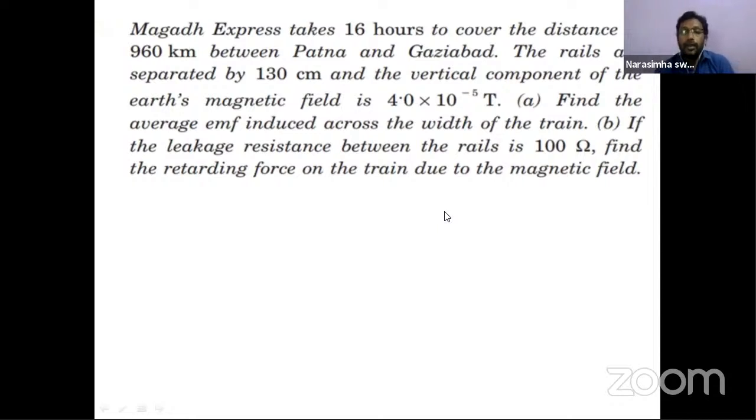This is the information. Now with this, what is being asked? Find the average EMF induced across the width of the train. Across the width of the train means 130 centimeters. And if the leakage resistance between the rails is 100 ohms, then find the retarding force, means stopping force, on the train due to the magnetic field.